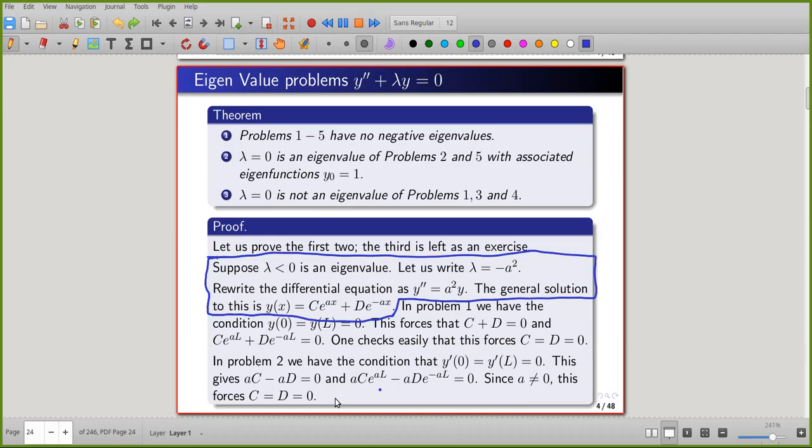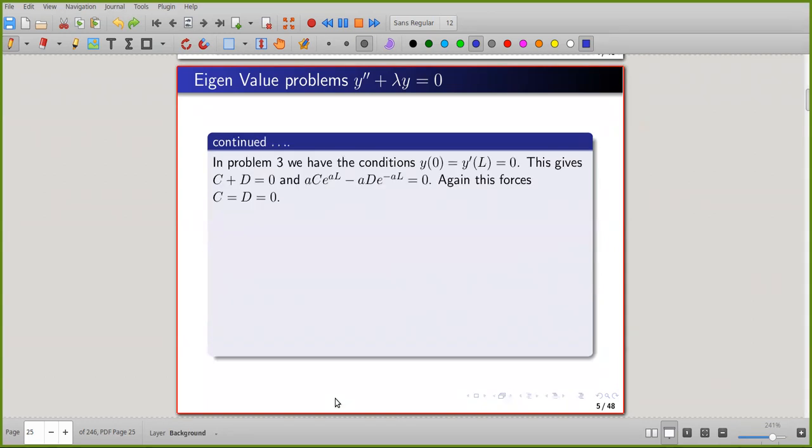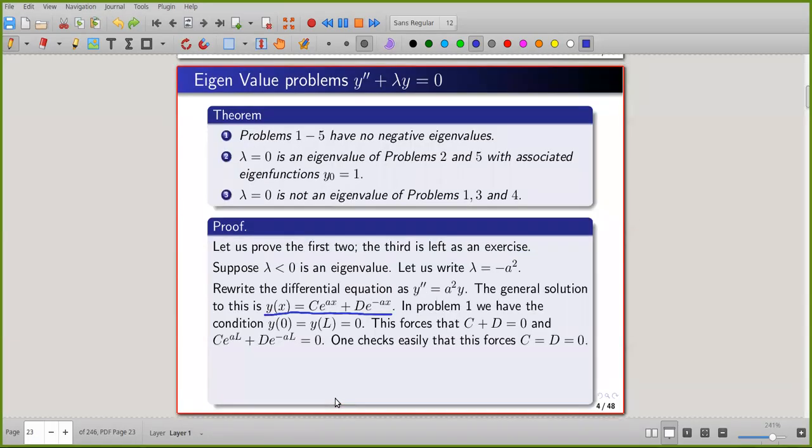So you can, I suppose, okay, I have done problem 3 also. In problem 3, we have the boundary condition y of 0 equal to 0, y dash L equal to 0. And similarly you can do the other problems, right? So in all these cases, our solution has to be of this type, y of x equal to C times e to the power ax plus D times e to the power minus ax. And then we take a general function of this type and see when it satisfies the boundary condition. And in all cases, we will see that the only solution is the zero function.